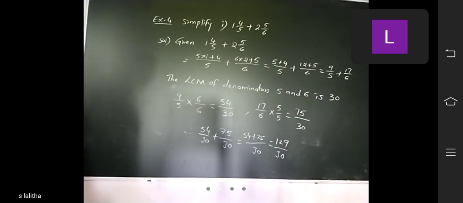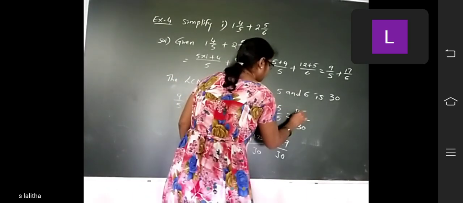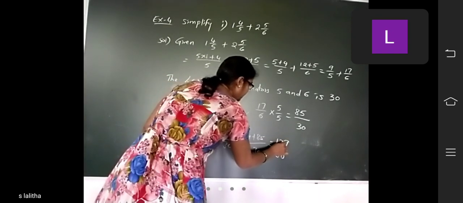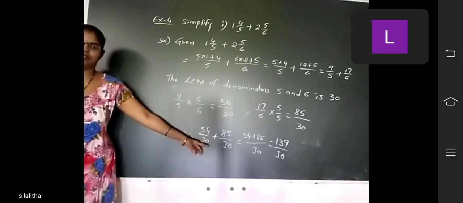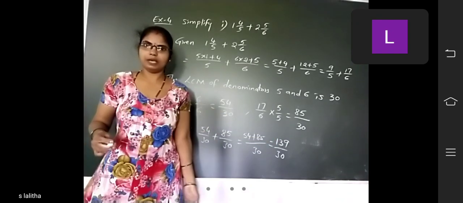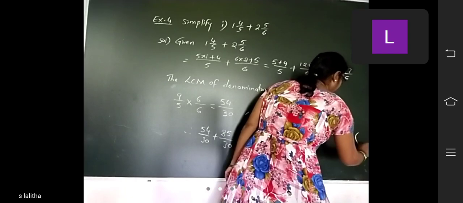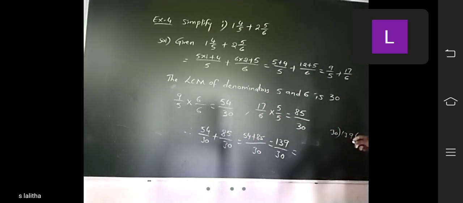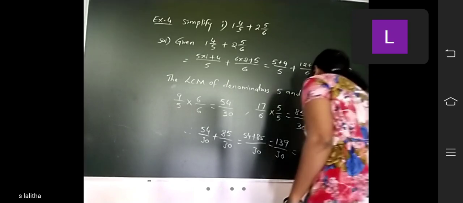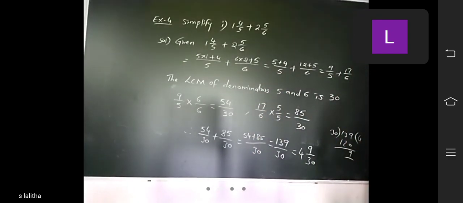Okay. Sorry, here 85, no. 139 by 30. So here the question is in mixed fraction, so you have to convert this into mixed fraction. How to convert? You can divide. How many times? 4 times. 129. So 4 9 by 30 is the answer. Okay? Come on, write.